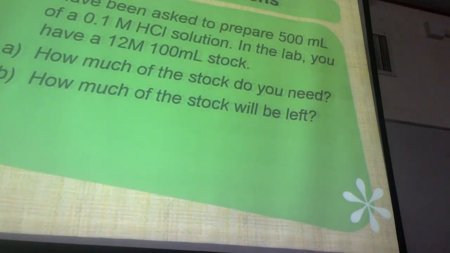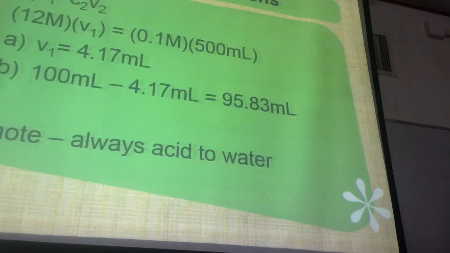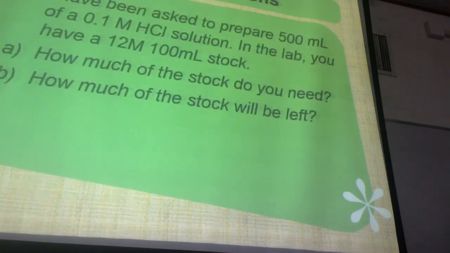We have 100 milliliters of a stock with the concentration of 12 molar. And from that, we need 500 milliliters with a concentration of 0.1. So we don't have V1, that's the volume. We don't know the volume because we're handed 100 milliliters, but that does not mean we're going to use them.